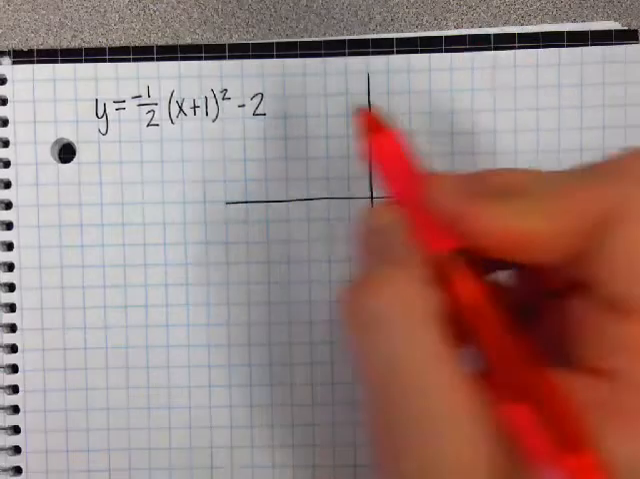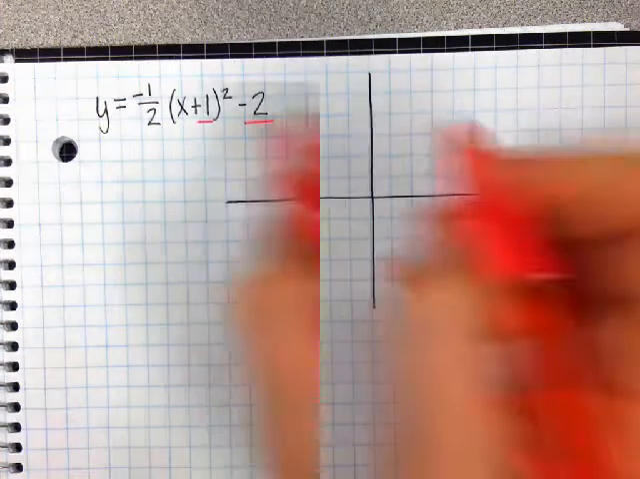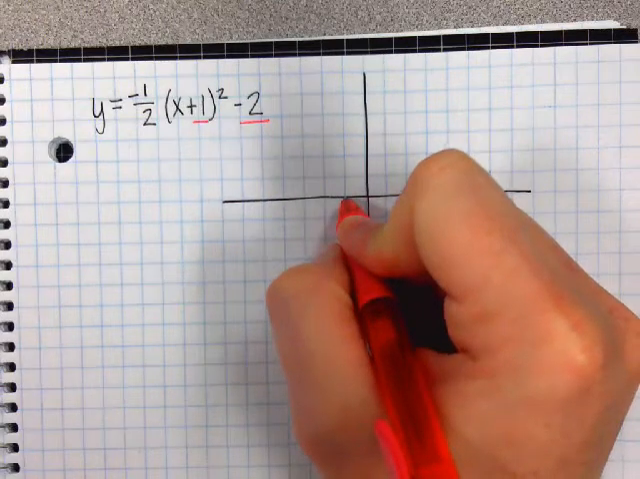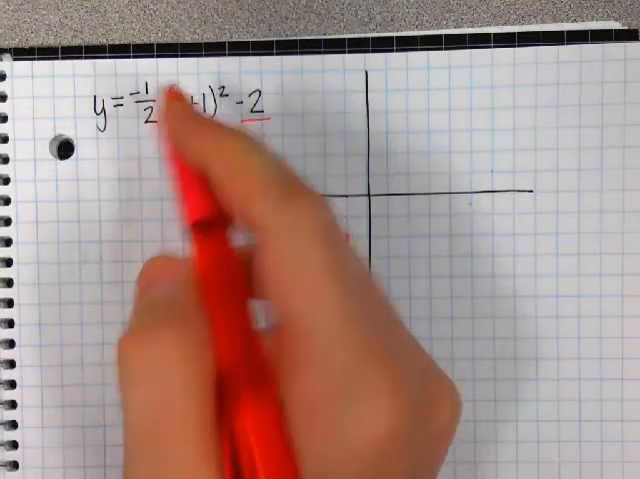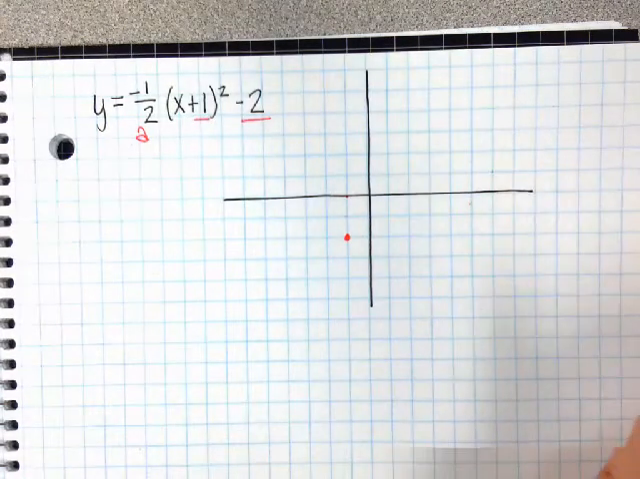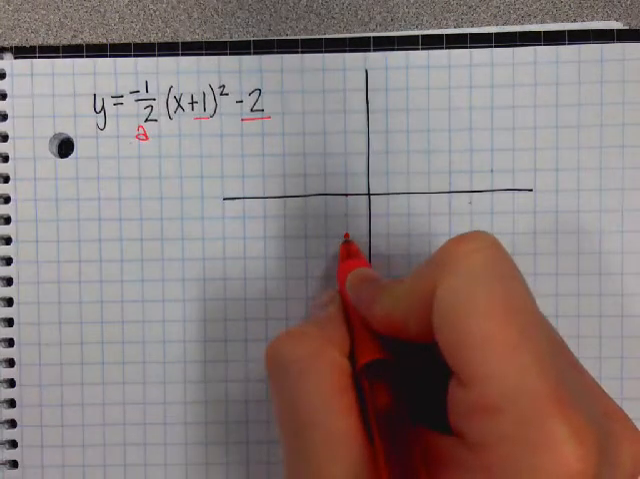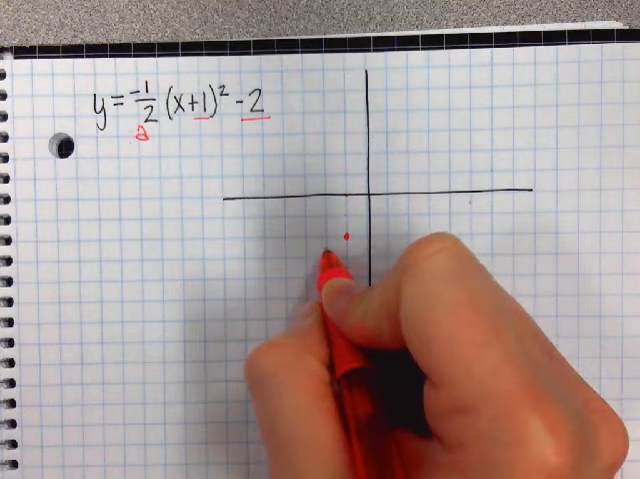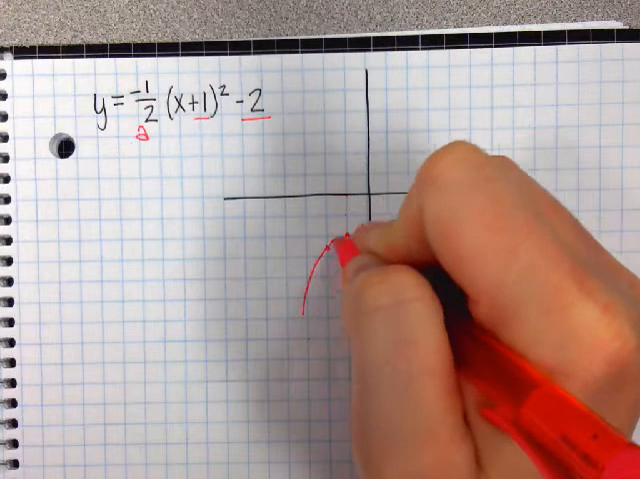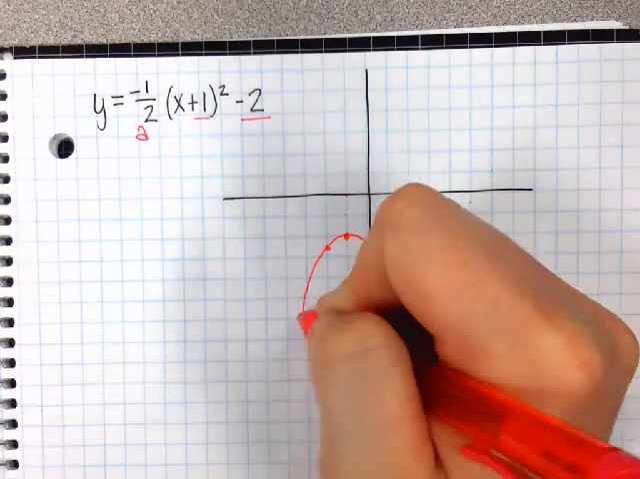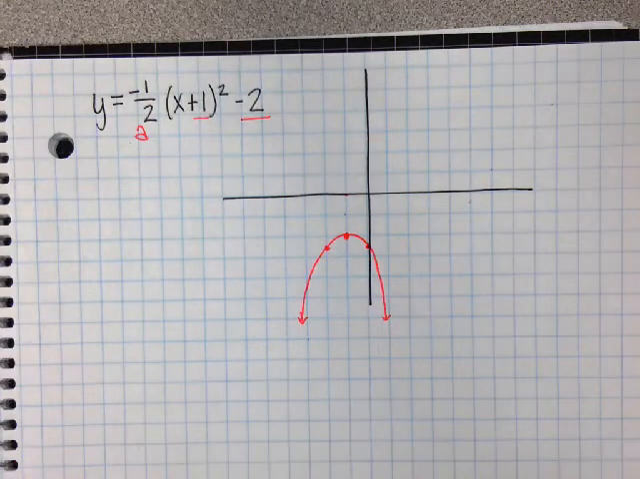Remember, always move the vertex first. So I have a 1 as my h value and a negative 2 as my k, so I need to move left 1 and down 2. Then my a value, remember, is in front of the parentheses, so my a value is negative 1/2. I'm going to move over 1, you always move over 1, and then down half of a unit. Move over 1, down half of a unit. So that would be my transformed function. Notice it's upside down because the a is negative.